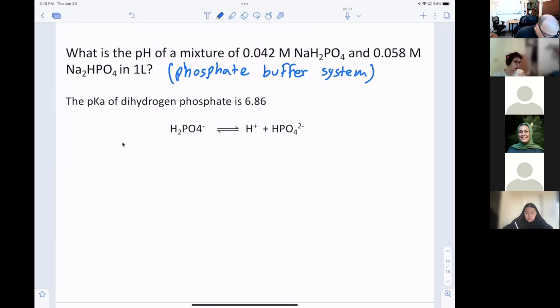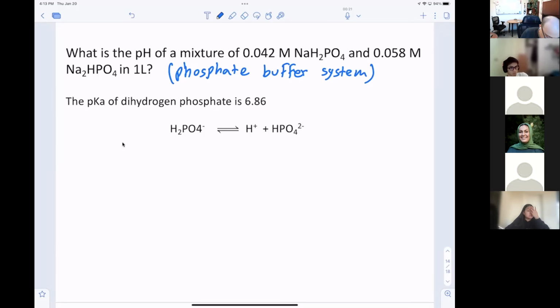And you can see here that there is one thing that I want you to pay attention to, that there are two components here. There's sodium H2PO4 and then sodium HPO4. How do you know which one is the acid and which one is the conjugate base? Anyone has an idea how to identify that?